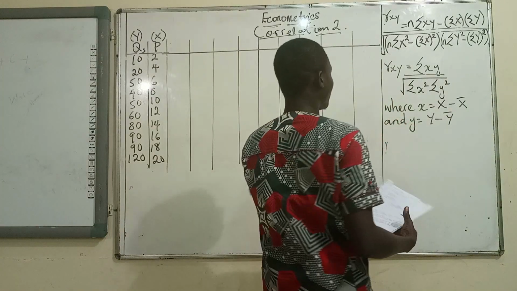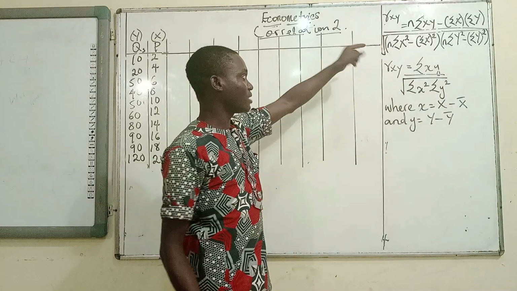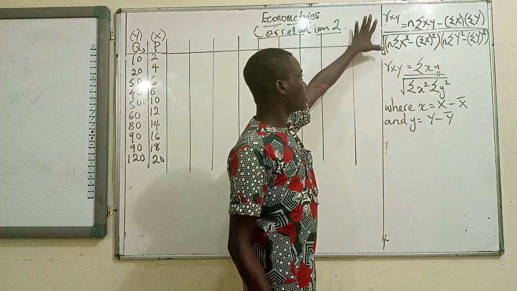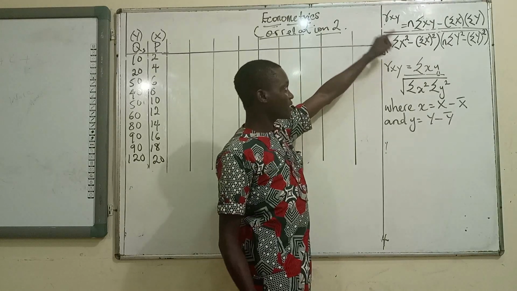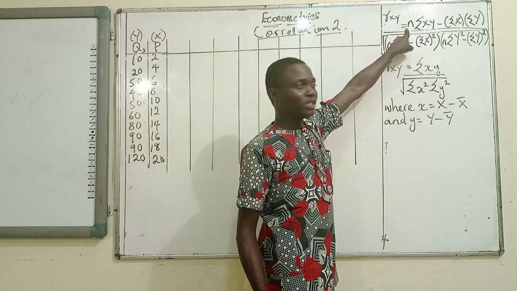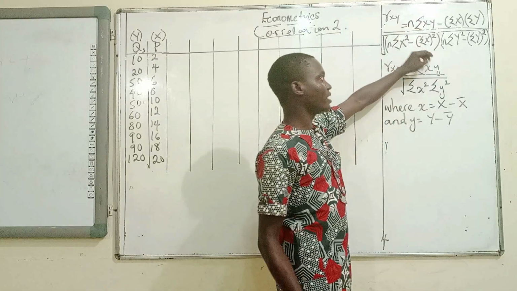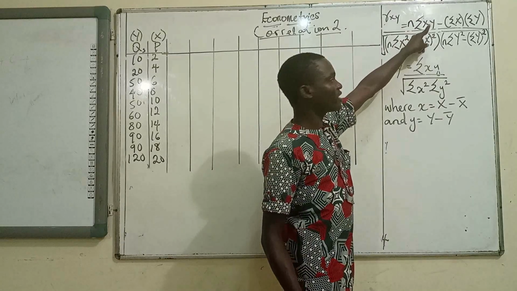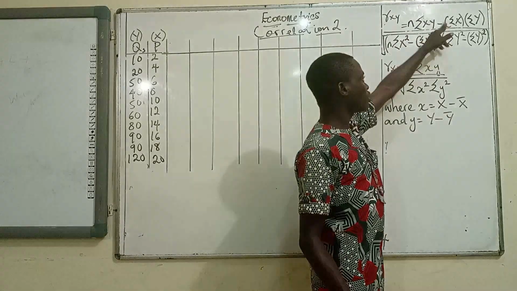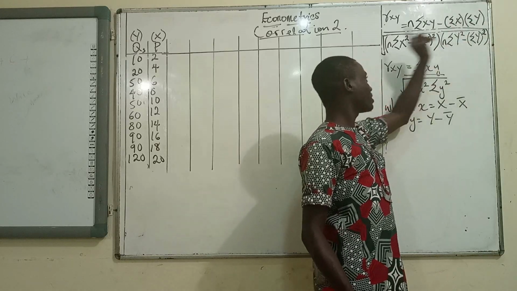Now the first formula that we are going to be using here, this sign is like an R, but it is not an R. This formula says that the correlation coefficient between X and Y can be solved this way. N is the number of observations, N times the sum of XY, capital XY, minus open bracket, sum of X, close the bracket, open another bracket, sum of Y, then close the bracket.